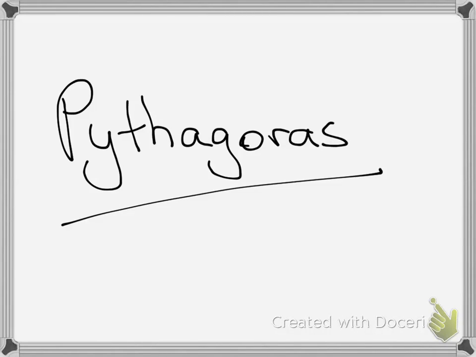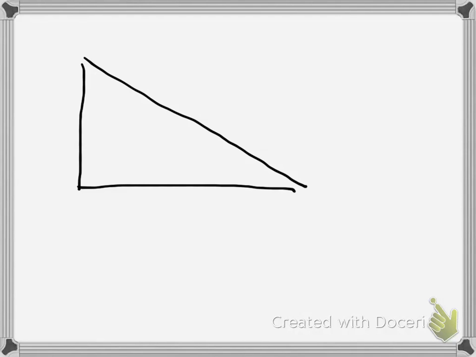Hey guys, this is going to be a quick refresher on Pythagoras and what we've done and looked at so far. So what we've looked at is that Pythagoras involves the use of right angle triangles only. C represents the hypotenuse, which is always the longest side, and it doesn't matter which side A and B is.